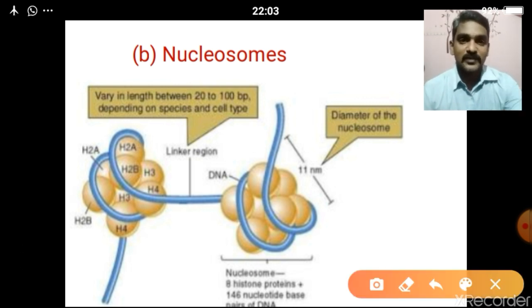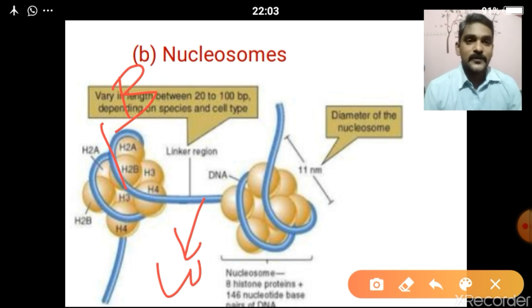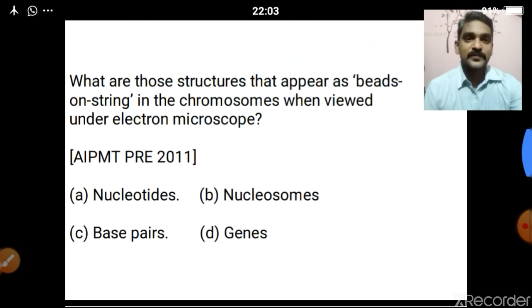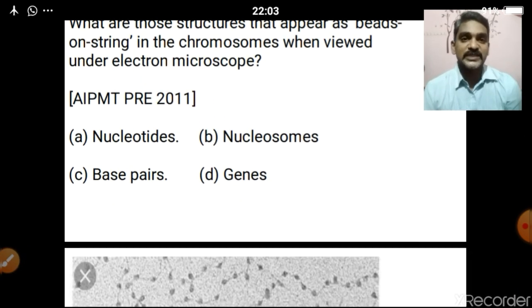So this linker was shown in white and this was shown in black. So this is the beads on a string structure. Based on this diagram you can easily answer. What is that? That is nucleosomes. Nucleotides will be present where? In the polynucleotide chain, that is A, T, G, C: adenine, guanine, thymine, cytosine. And base pairs are between the double helical DNA structure. A pairs with T, G pairs with C. Genes are the functional, expressible units present in the DNA. So those three will not come. So nucleosomes is the correct answer.